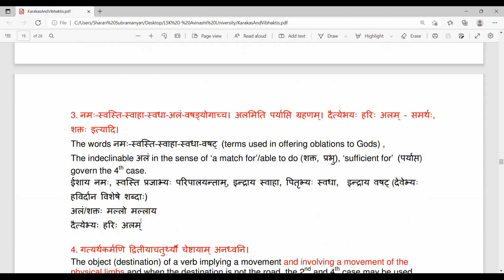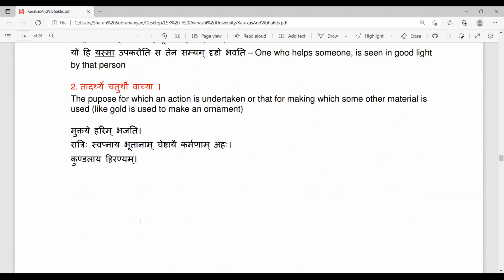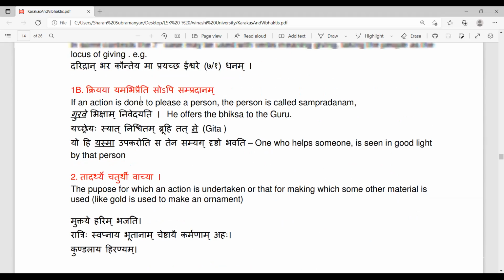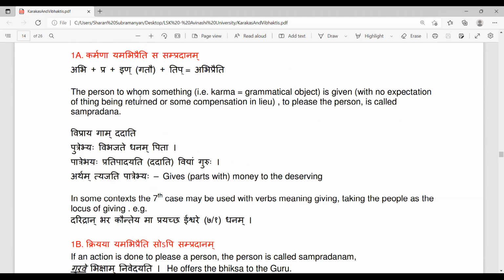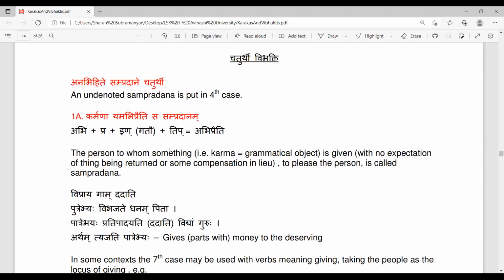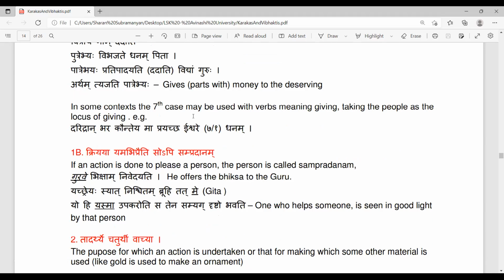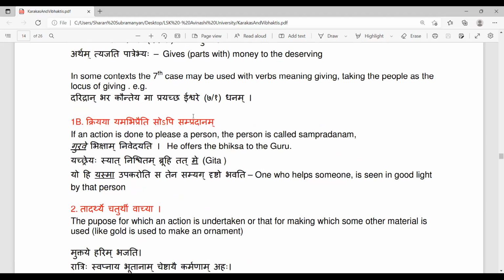Then this is Chaturthi Vibhakti. There are different ways in which Chaturthi Vibhakti is assigned. One is if it is Sampradana, then Chaturthi Vibhakti. What is Sampradana? To be noted: Karmana yam abhipraiti sa Sampradanam, kriyaya yam abhipraiti sa Sampradanam. Sampradanam chet Chaturthi Vibhakti bhavati.